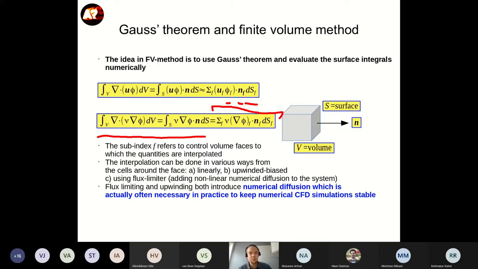You go from integrals to summations. And this is very important, that will be discussed in some of the homeworks: how you do the interpolation. Do you use central difference or linear interpolation to do the interpolants, or do you use some other, like flux limiter, upwind methods? So you can have different approaches to do the flux calculations: linear, upwind, or you can have a flux limiter.